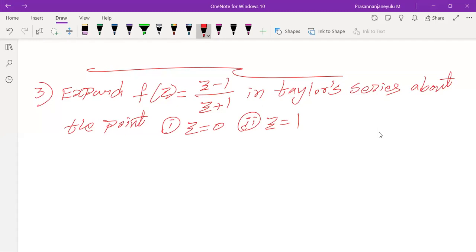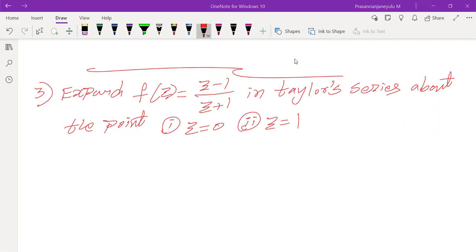So about z equals 0. Okay, right. Good. So why have you chosen z equals 0? Because z equals 1 we already discussed. In that case we had to take z minus 1 equals W, and convert everything into that form.